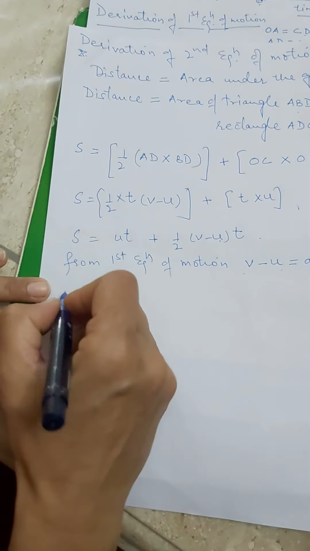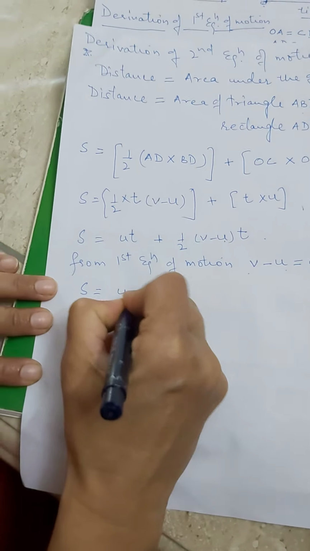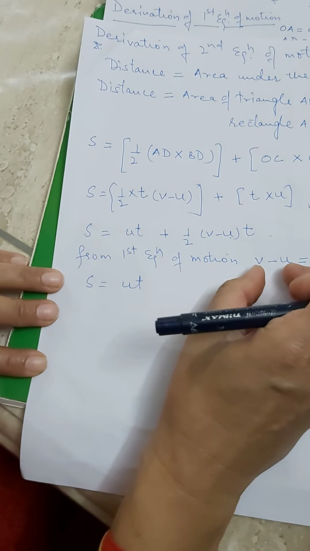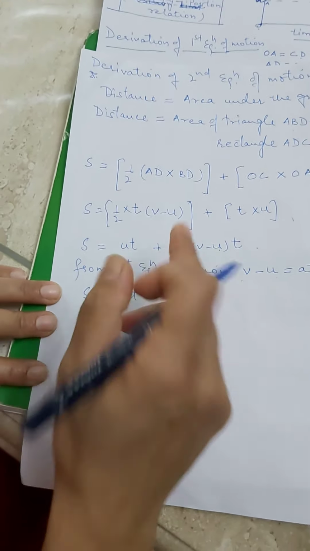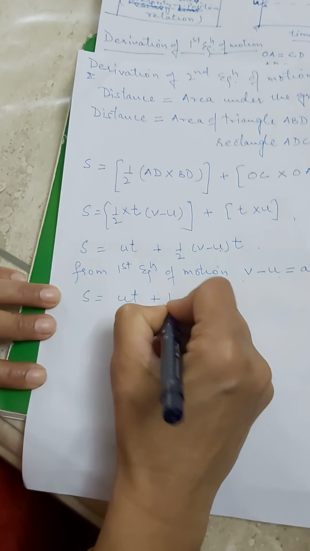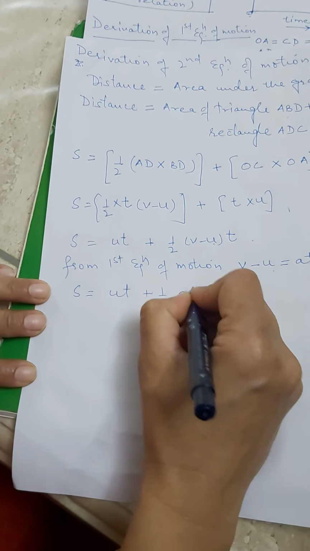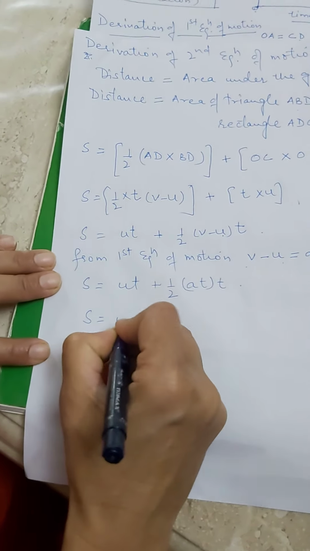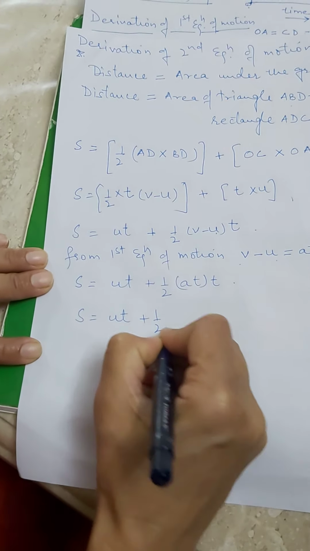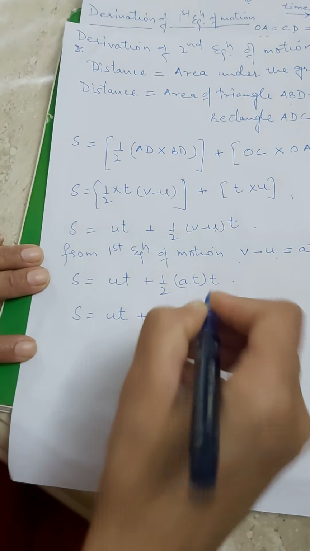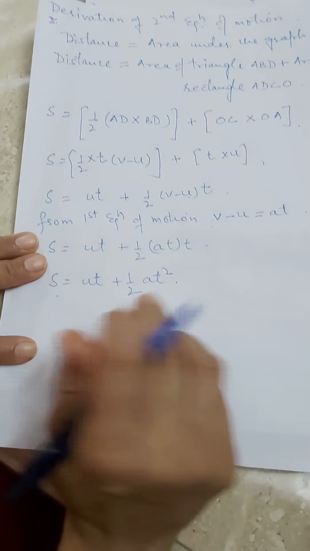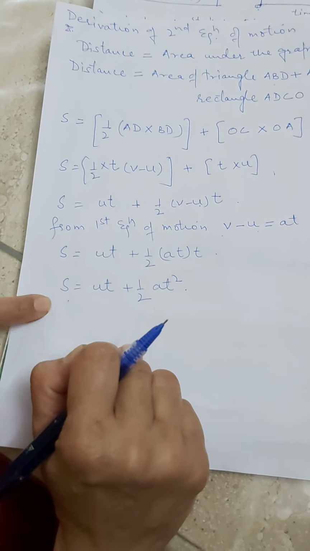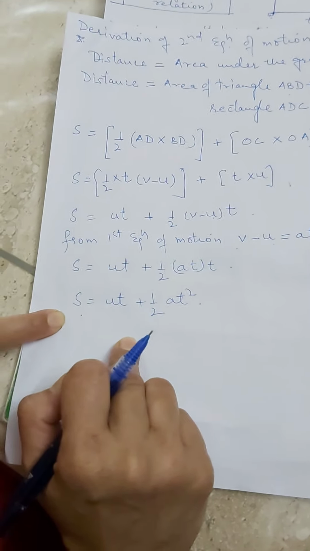Now s is equal to ut. Substitute this value of v minus u in this equation, plus half a t into t. That is s is equal to ut plus half a t square. This is the second equation of motion. This is how we can derive the second equation of motion graphically.